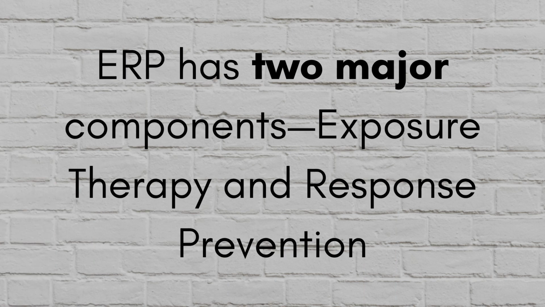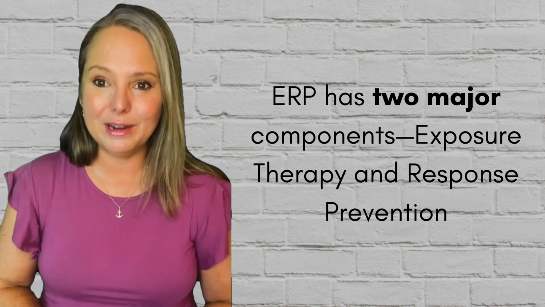ERP treatment is typically completed in about 12 sessions and is considered complete once the client has successfully faced their higher level fears. Sessions often start at 60 to 90 minutes in length and get shorter over time. As its name suggests, ERP has two major components: exposure therapy and response prevention.